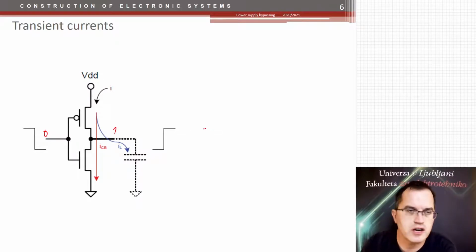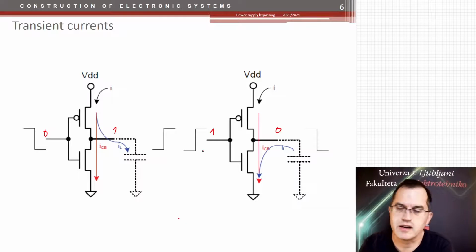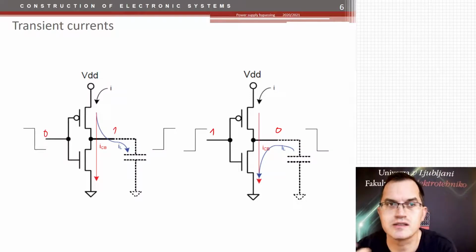So you have to charge these capacitances, and when you have the opposite, when you put logic 1 here, you have to make logic 0 there. So you discharge this capacitance. So charging and discharging the capacitance is all that digital circuits do all the time.